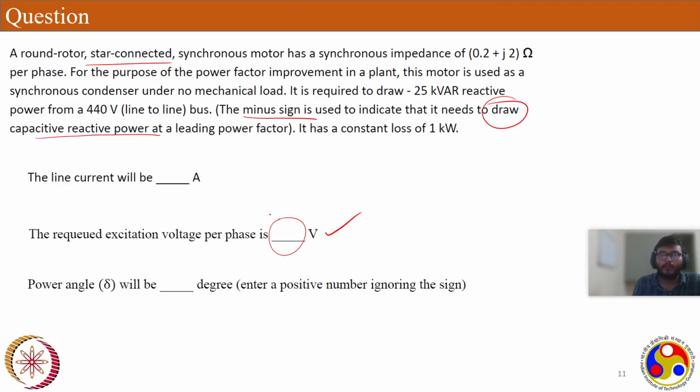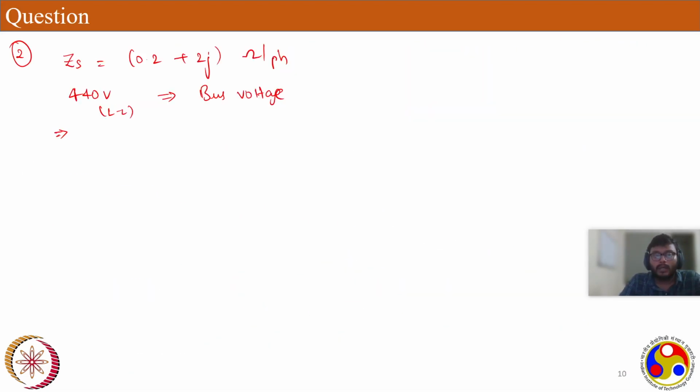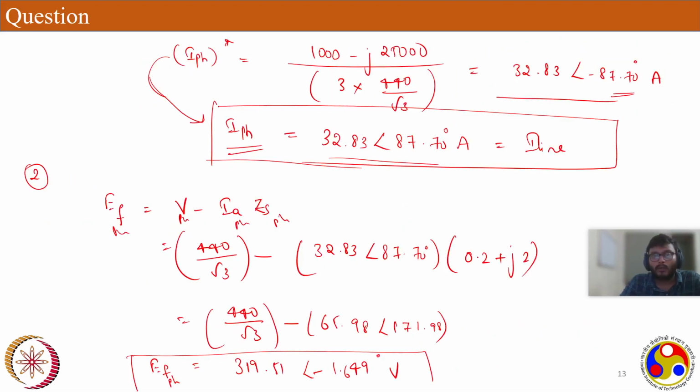We have to write the magnitude of the voltage here, magnitude of current, and the power angle delta will be, delta is what, enter a positive number ignoring the sign. Delta is nothing but the angle between the voltage V and EF. So this is V, this is EF, this is the angle. We can see EF is at an angle of minus. Minus means if V is at an angle of 0, EF is below. That's the nature of a motor: EF will always be below. 1.649 is the value of delta. Delta is 1.649.